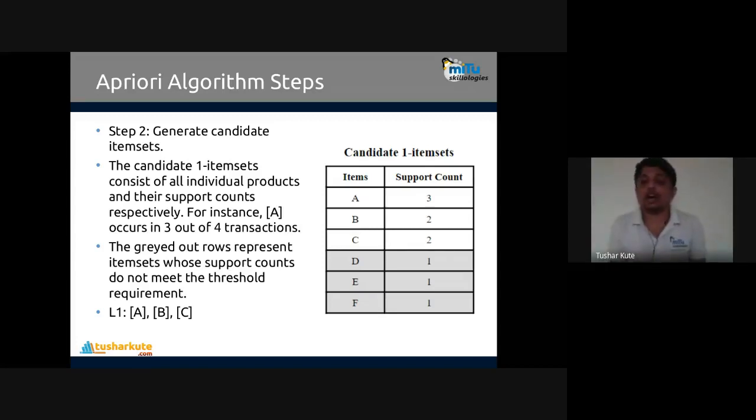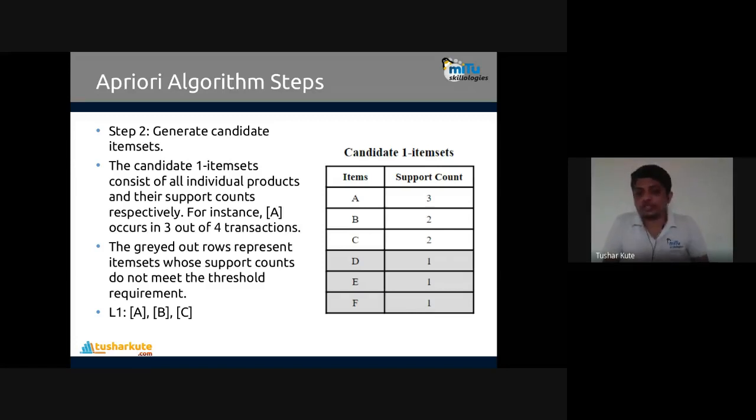So A is 3 out of 4, meaning 75% of the time A is present. 2 out of 4, B 50% of the time. 2 out of 4, C present 50% of the time. But D, E, F are present 1 out of 4, 25% of the time. So they are deleted. They are not considered while generating the rules. Correct. So check it out.